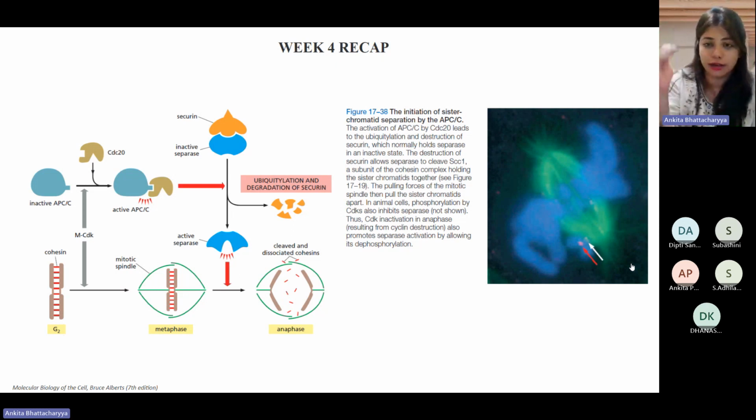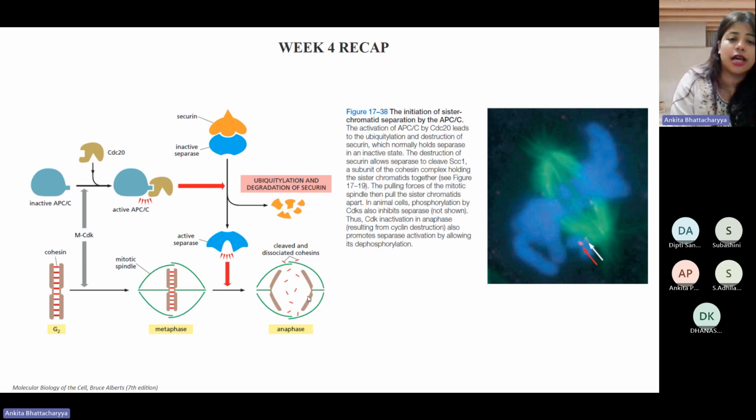Securin secures separase from acting on condensins. So you can just make a little flowchart in your mind for clarity. At the top is securin, which is binding to separase and keeping it sequestered. When securin is no longer bound, it is removed, then separase is ready to execute its activity. Separase is coming and digesting condensin, and that is separating the two chromosomes. So that is what you can see here.